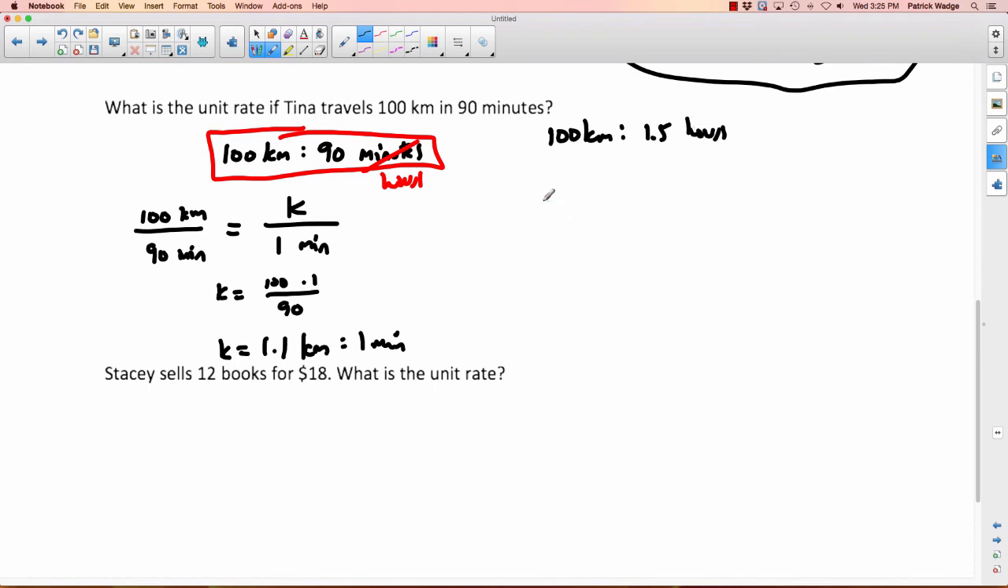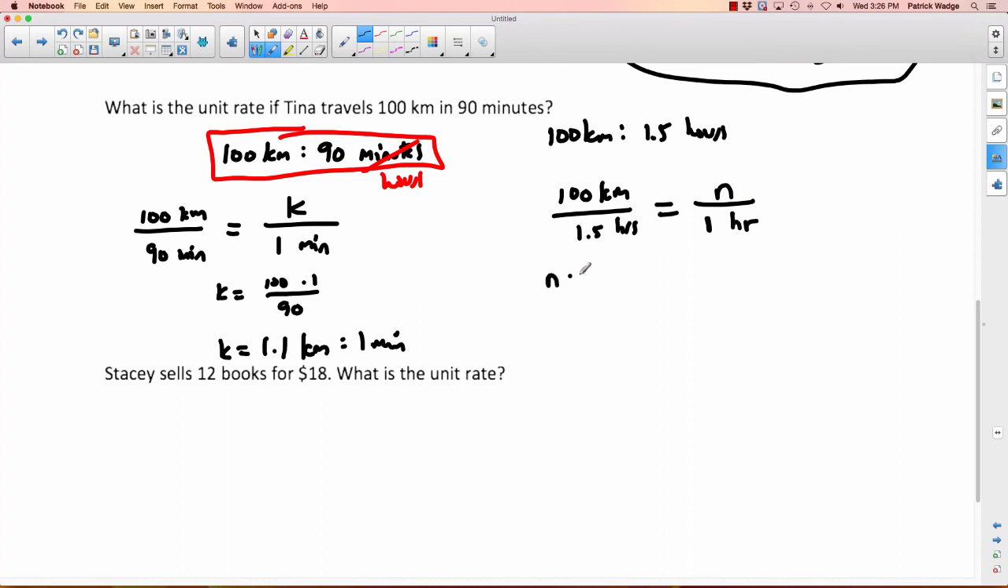This will actually give us a more useful unit rate because we'll set it up again: 100 kilometers, 1.5 hours. We're going to put this time, not 90 minutes. We've switched the 90 minutes into 1.5 hours. Again, we want to know how far. We want the second number to be 1, but not 1 minute. We want it to be 1 hour. And this top number is what we don't know. I'll call it n this time.